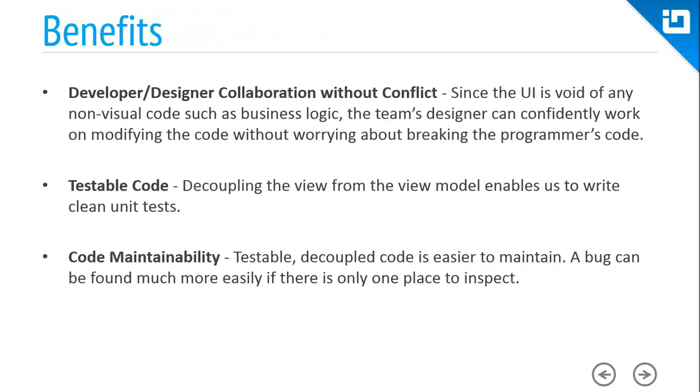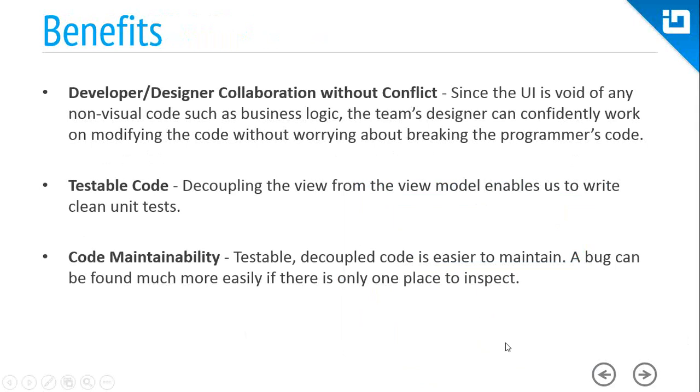Another important aspect is code maintainability. And of course, you'll agree with me that testable and decoupled code is easier to maintain, because a bug can be found much more easily if there is only one place to inspect.